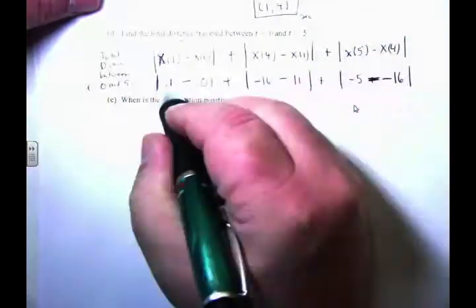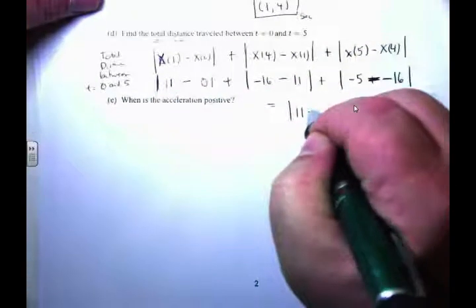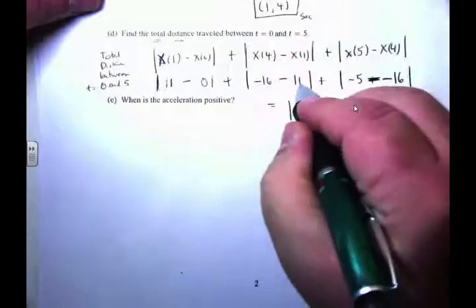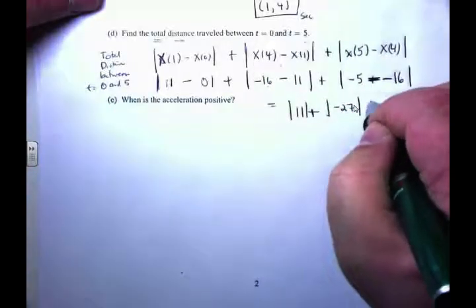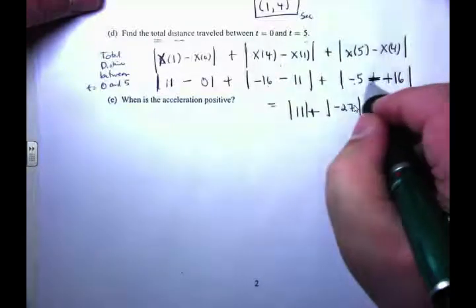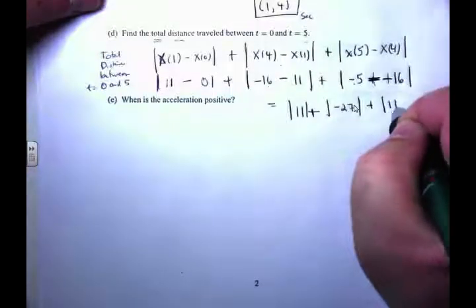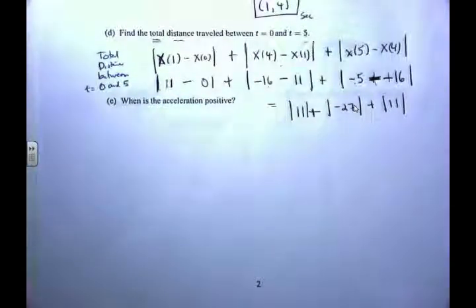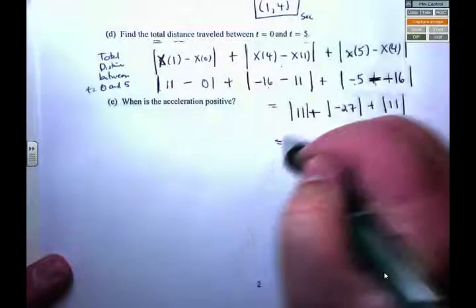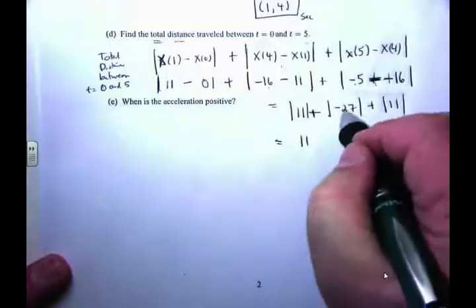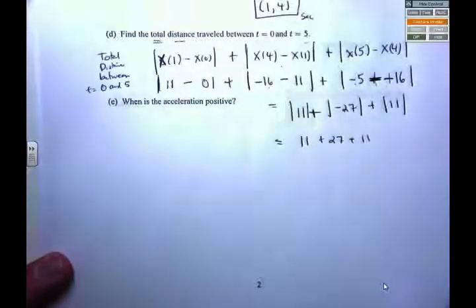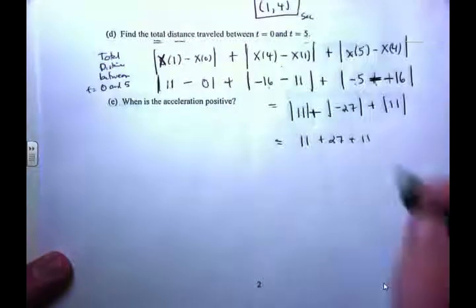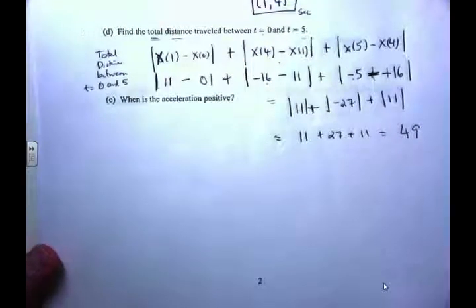So now, let's do the math. 11 minus 0 is 11. Plus, negative 16 minus 11, that's negative 27, absolute value. Plus, a minus makes it a plus, that'll be 16 minus 5, which is 11. Yeah, 16 minus 5 is 11, absolute value. Okay? So this is equal to 11. Absolute value of 11 is 11. Absolute value of negative 27 is positive 27. Absolute value of 11 is 11. So it's 11 plus 27 plus 11, which is a grand total of 49.